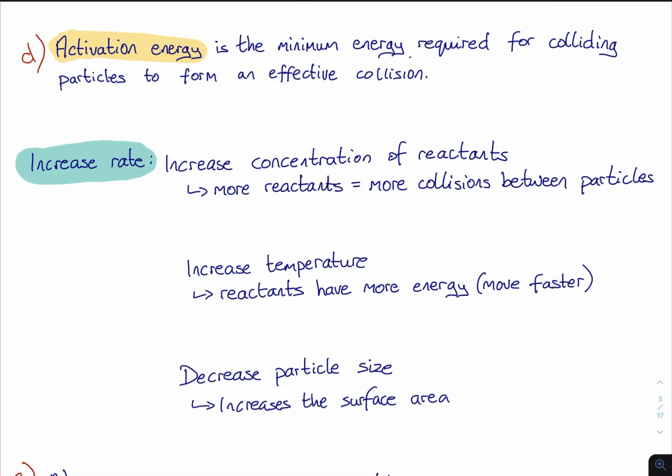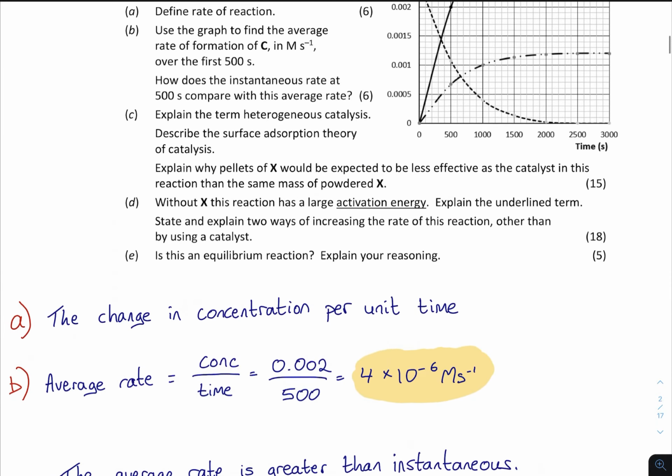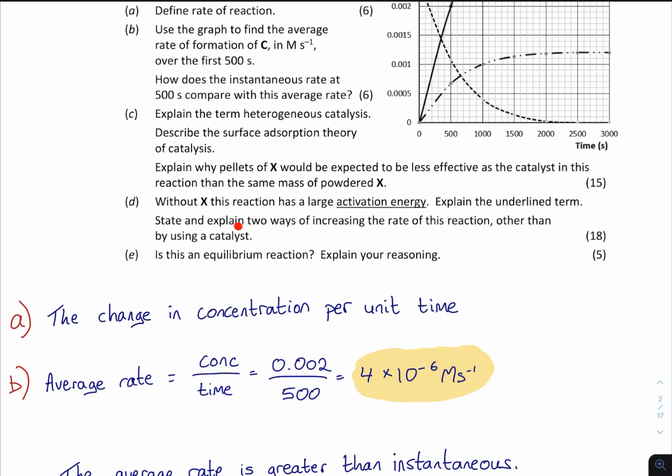Now be careful here. Students often make the mistake there. They write down temperature, concentration, or particle size, and they get no marks. One word answers are simply not good enough. You must say the words increased concentration, increased temperature, decreased particle size to get full marks. So I stated and explained 2 ways of increasing the rate of reaction.